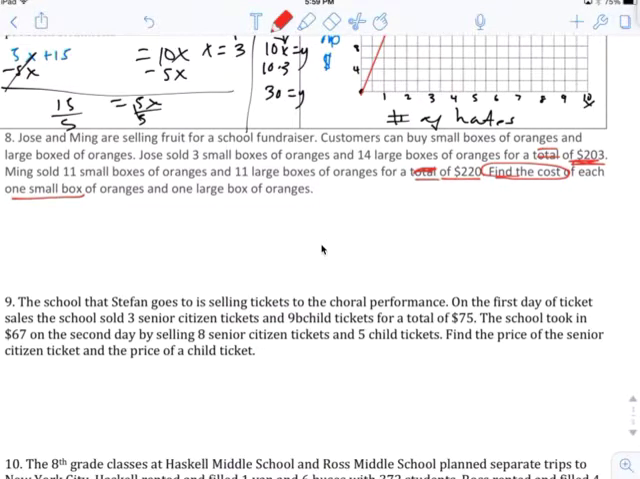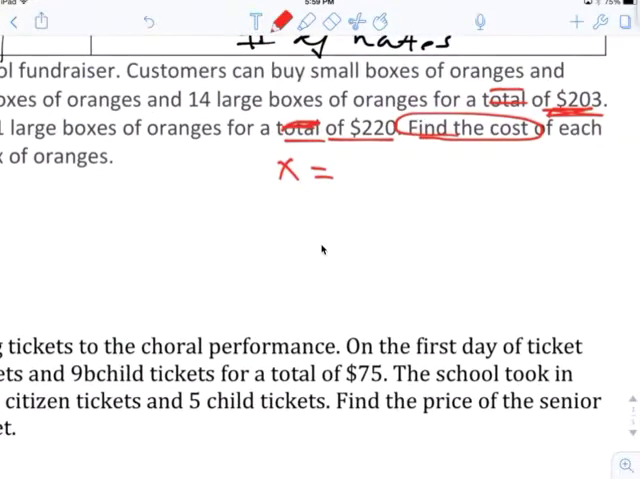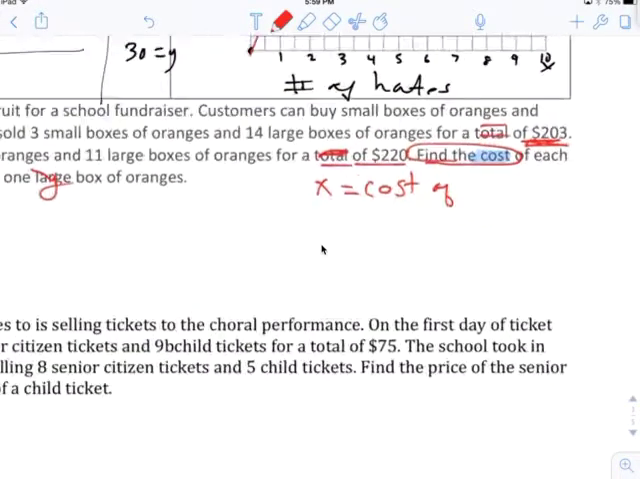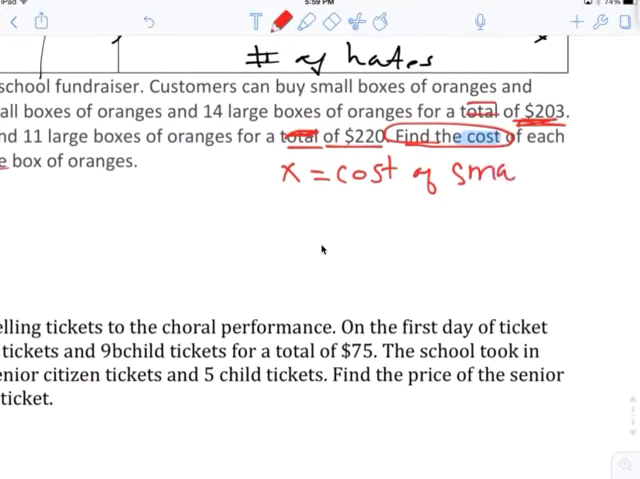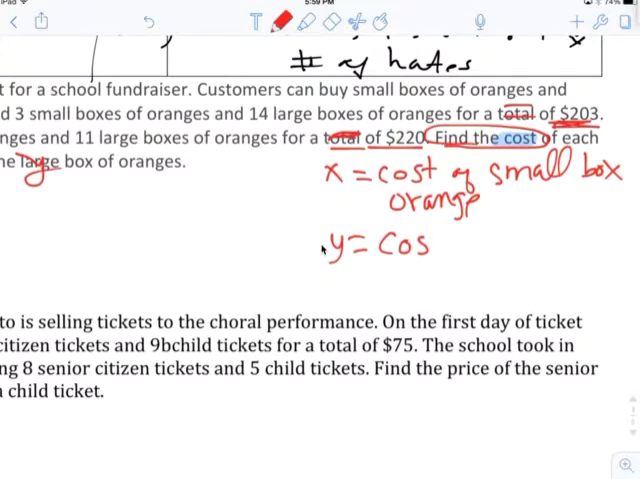small box of oranges, which is going to be x, and the large box of oranges is going to be y. So x represents the cost of each small box of oranges. Okay, and y represents the cost of a large box of oranges.